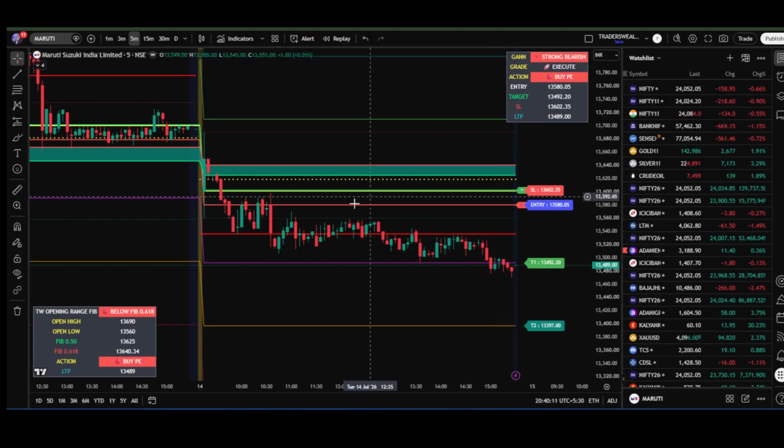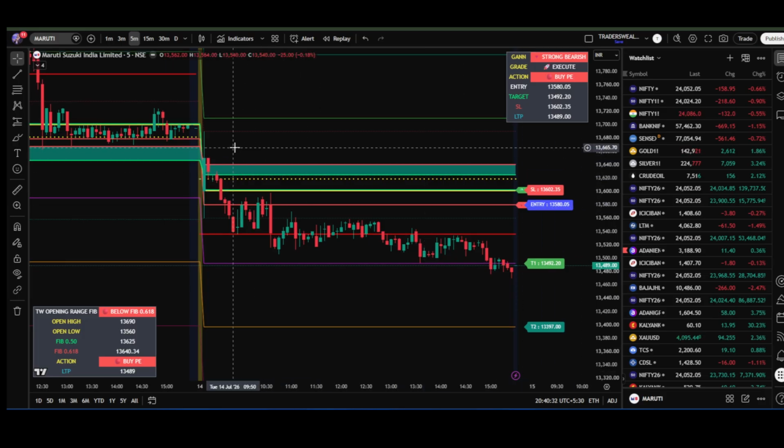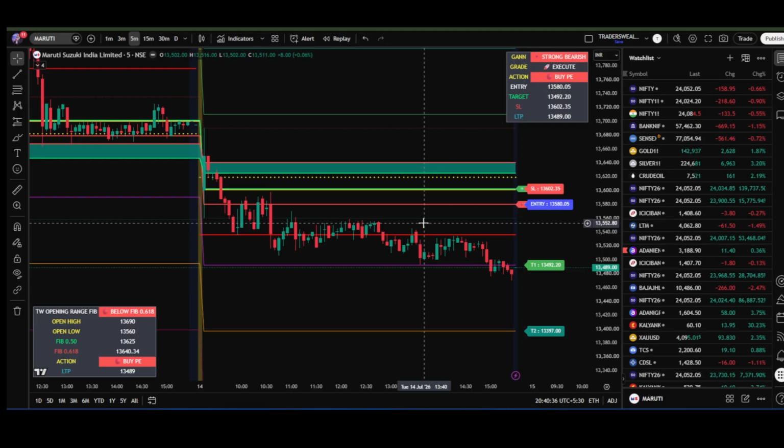And there are tables given here showing whether that instrument, in this case Maruti, is strong bearish. It also recommends you execute the trade; the action is buy PE. Entry and targets are also all given. This part is related to Fibonacci. This is also auto Fibonacci. It uses the first 5 minutes candle, and these two indicators are marvelously working. People are really interested in this and love it very much.